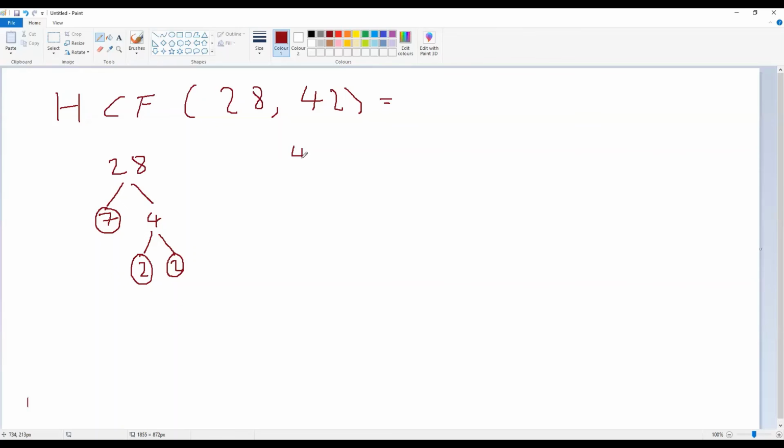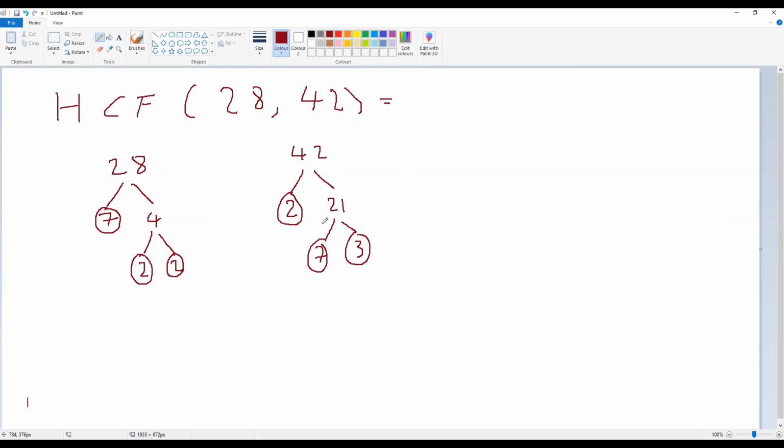42 can be broken down into what? Well, we get 42 by doing 2 times 21. 2 is prime, we circle it. How do we get 21? Well, 7 times 3 gives us 21. 7 is prime, we circle it. 3 is prime, we circle it. Okay, so we've completed our trees.